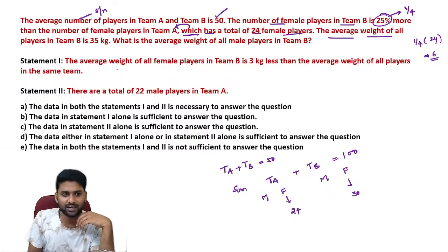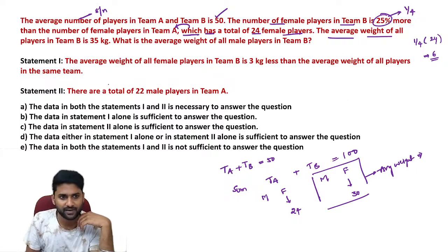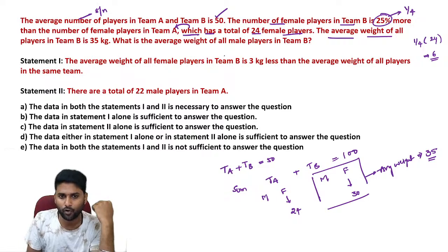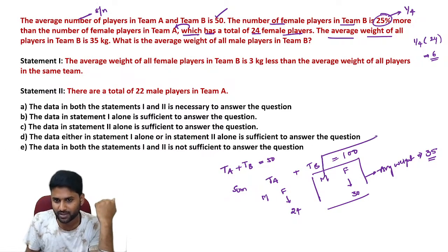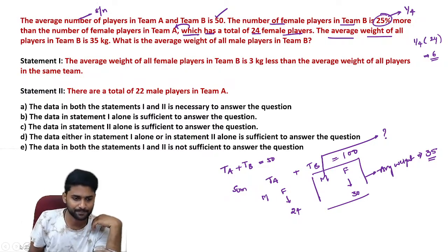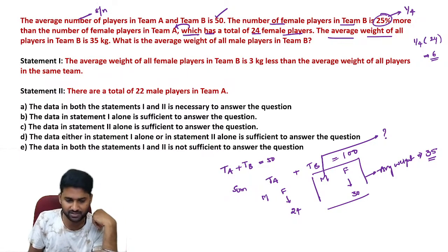Now the average weight of all the players, guys. The average weight of all the players in team B is 35. Okay, so the average weight of all the team members is 35. Then what is the average weight of all male persons? So this is the question you have to answer. What is the average weight of all the male players in team B? So those are our instructions. Which statement is sufficient to answer this question?